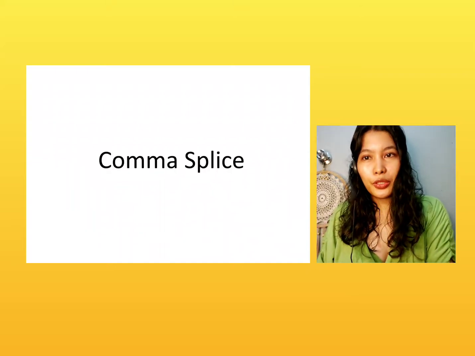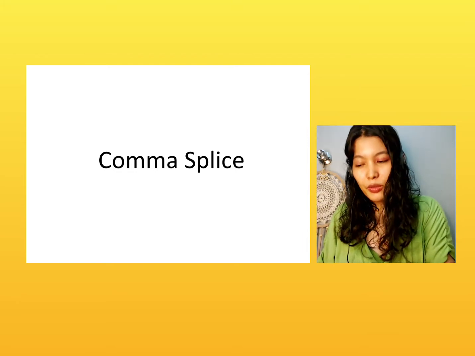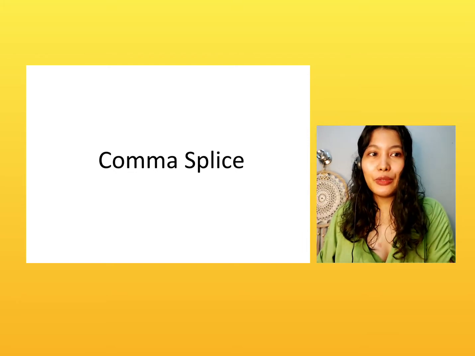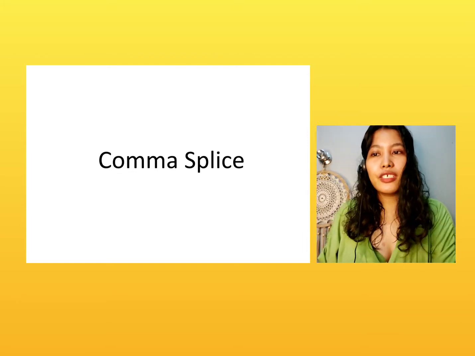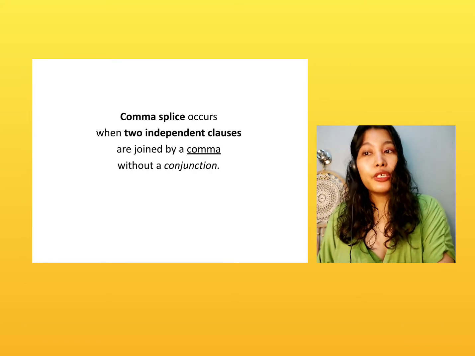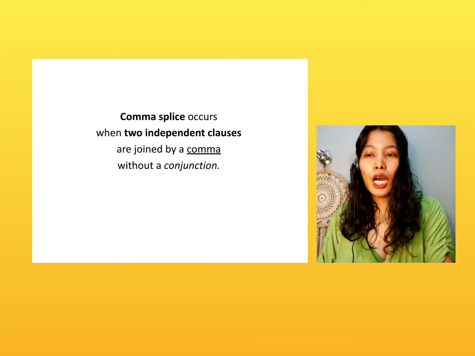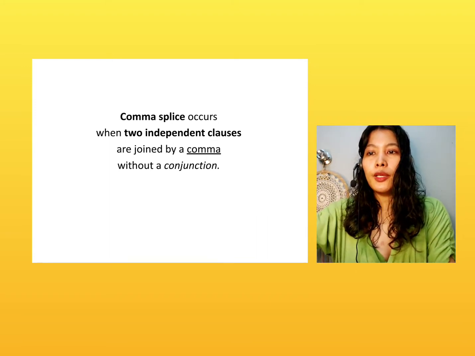Hello, today we're going to discuss comma splice. Again, we're going to focus on the common grammatical mistakes that we usually make, and one of those is the comma splice. So, what is a comma splice? It occurs when two independent clauses are joined by a comma without a conjunction.